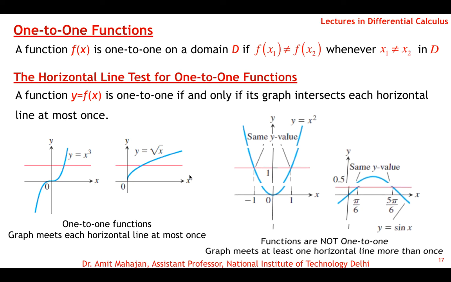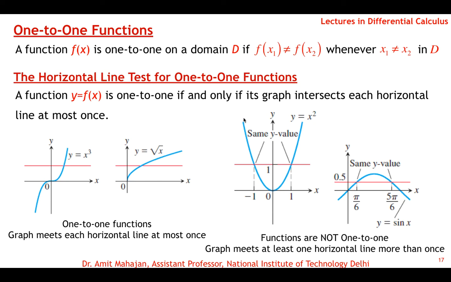Okay, so what curves are not one to one? Say for example y is equal to x square. The horizontal line meets 2 points of the curve, so this function is not one to one. Similarly, this curve of y is equal to sine x. At pi by 6 and 5 pi by 6 it gives the same value. So there are two different x values for which y values are the same. So two points x1 and x2 are there for which f(x1) and f(x2) are equal. So this is not one to one.